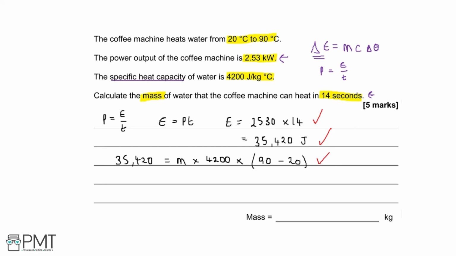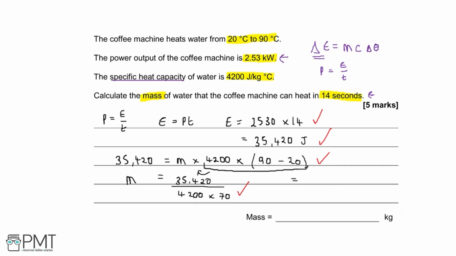So if we want M to be the subject, what we need to do is take these values and divide 35,420 by these values. So M equals 35,420 divided by 4,200 times 90 minus 20, which is 70. And we get our fourth mark for this rearranging. And then we get our final mark for the final answer.